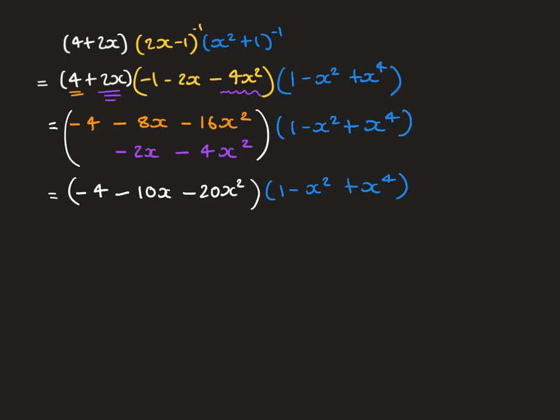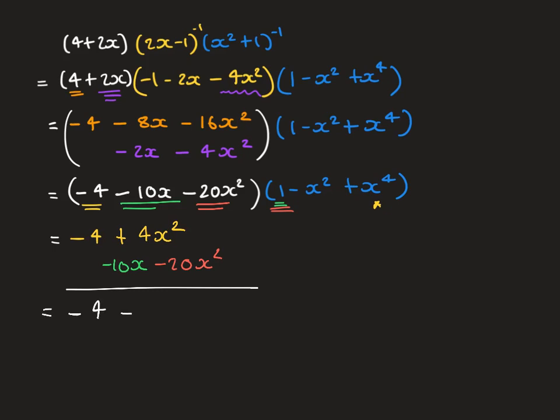Now, multiplying these together, let's see what happens. We're going to multiply everything in the blue bracket by this negative 4 that I've underlined in yellow. So negative 4 plus 4x squared, and then we can stop there because we'll then end up with a power of x to the 4, which we don't want, so we won't multiply there. Negative 10x can only be multiplied by the 1 here. Otherwise we'll end up with powers of x cubed, which we don't want. And then negative 20x squared, again, can only be multiplied by the 1 there. So adding these together gives us minus 4 minus 10x minus 16x squared.